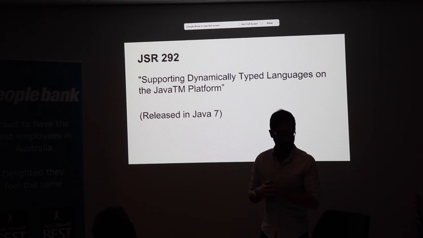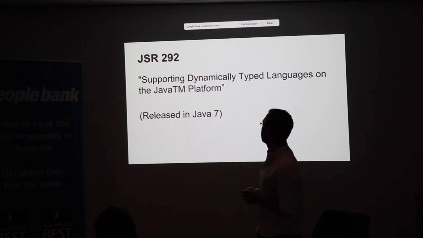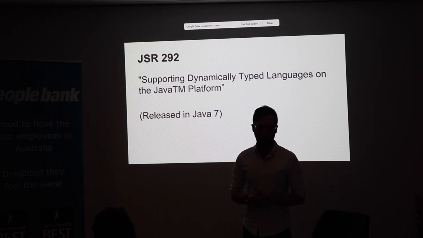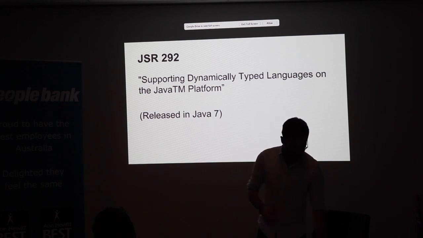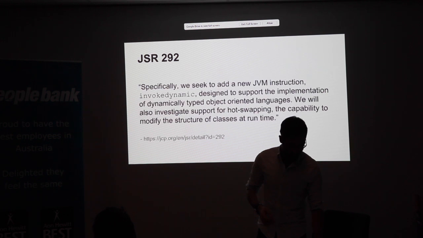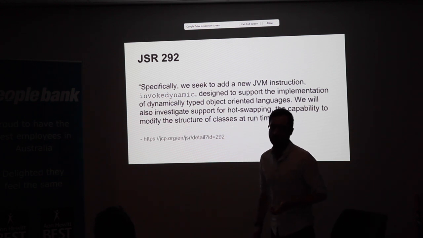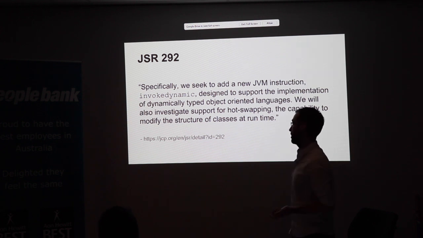Discussion of what's new starts with JSR 292. It was one of the more recent JSRs. It actually ended in Java 7. The title of it: supporting dynamically typed languages on the Java platform. Notice it doesn't say JavaScript, just dynamic language. Being a Java spec, it's going to be as general as possible. JSR 292 basically introduced a new JVM instruction. That's pretty much what it is. At the guts of it, it's a new JVM instruction called invokedynamic.